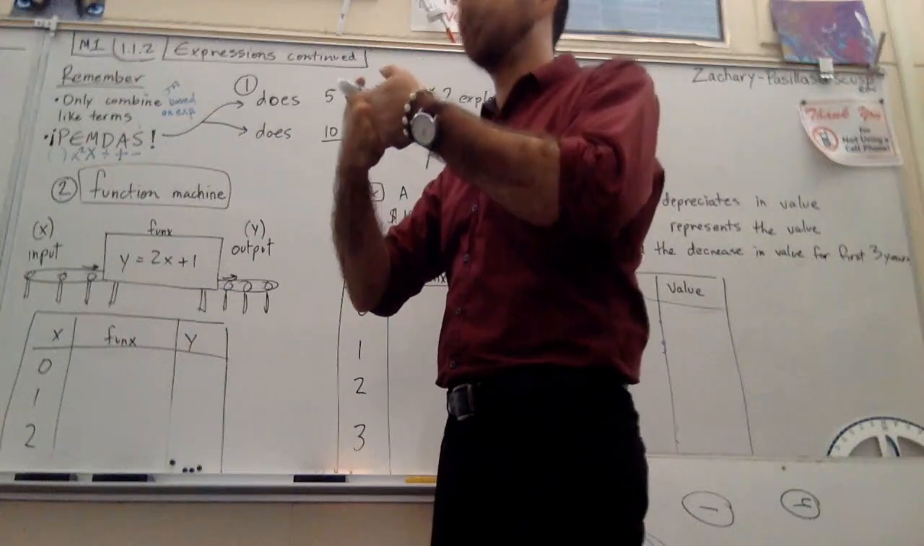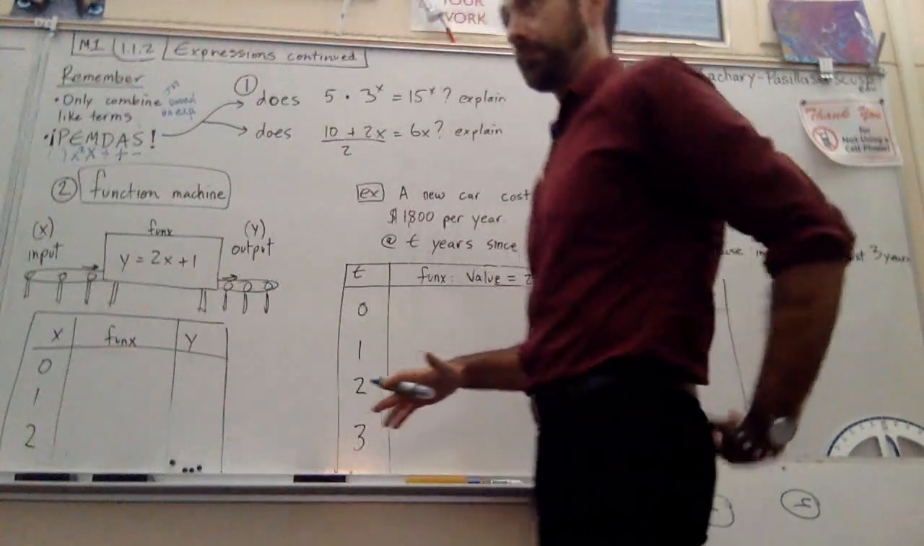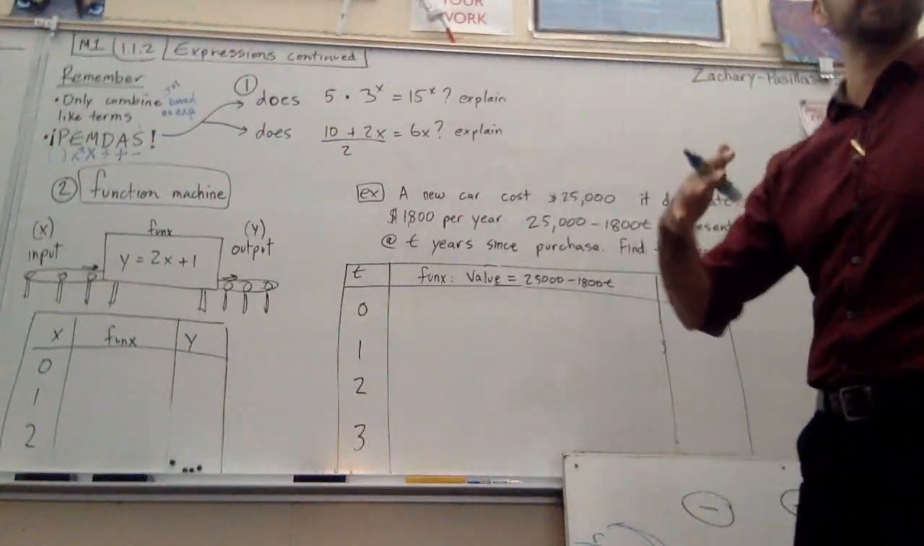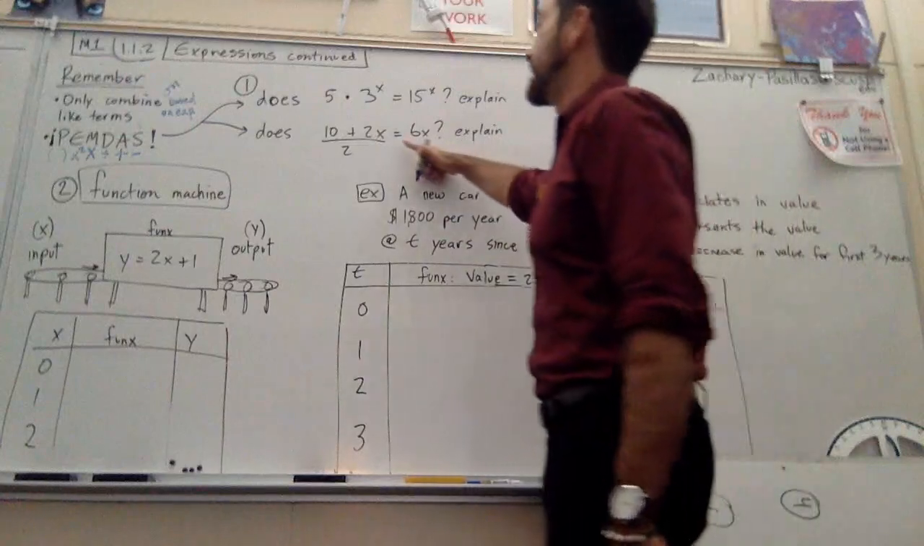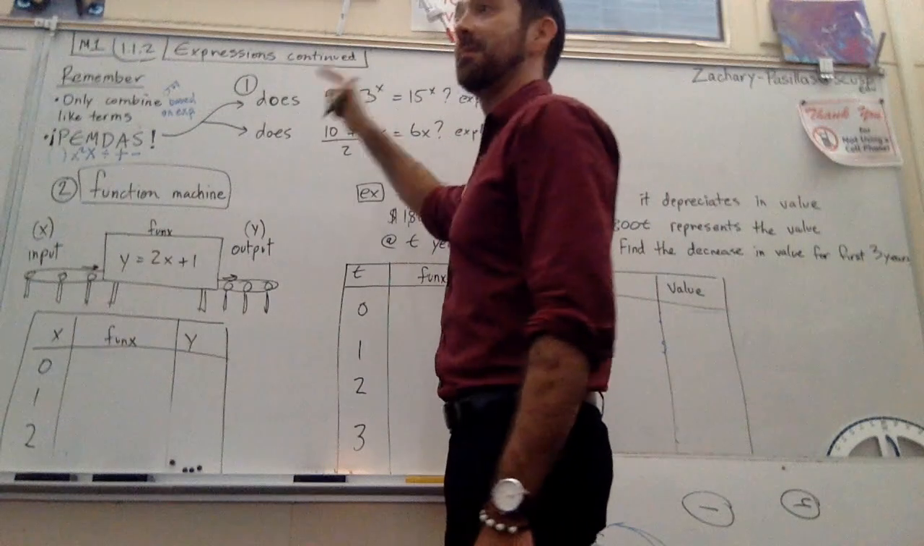We'd get 20x, wouldn't we? See that? But you're right. With addition, when we're adding or subtracting, we have to have like terms. The rules are a little more open with multiply, divide. But this is incorrect because 10 plus 2x is 10 plus 2x.